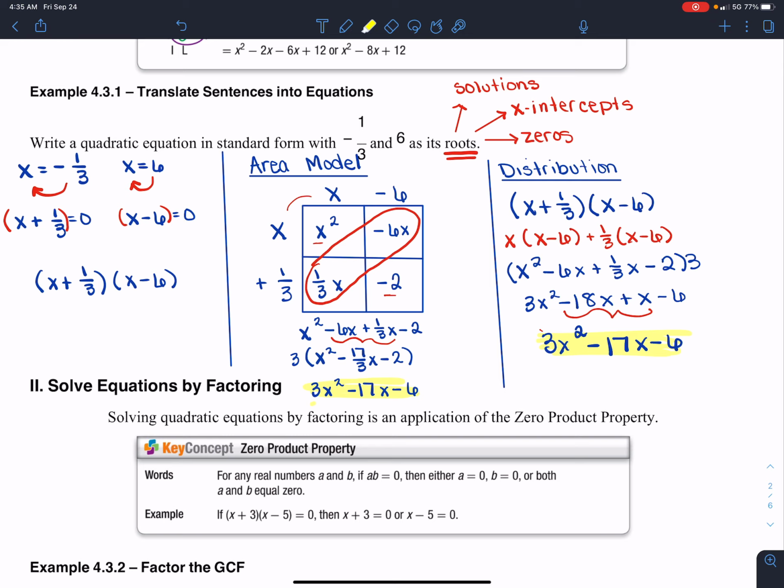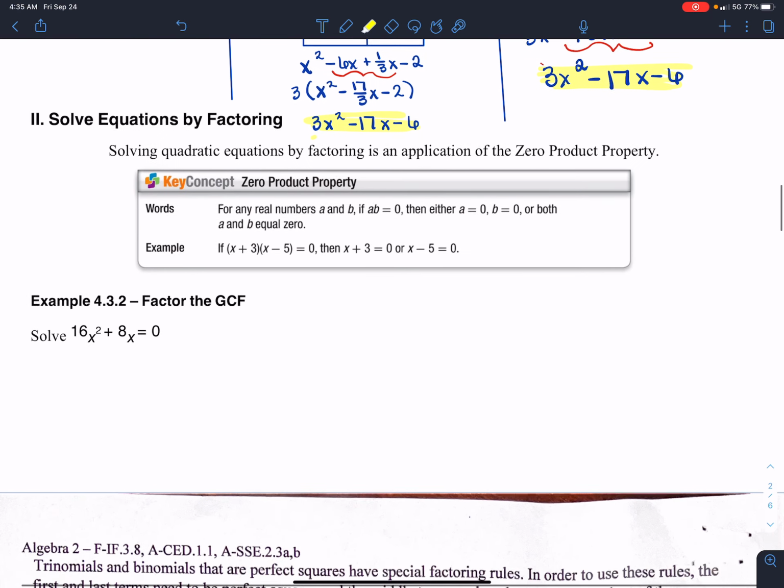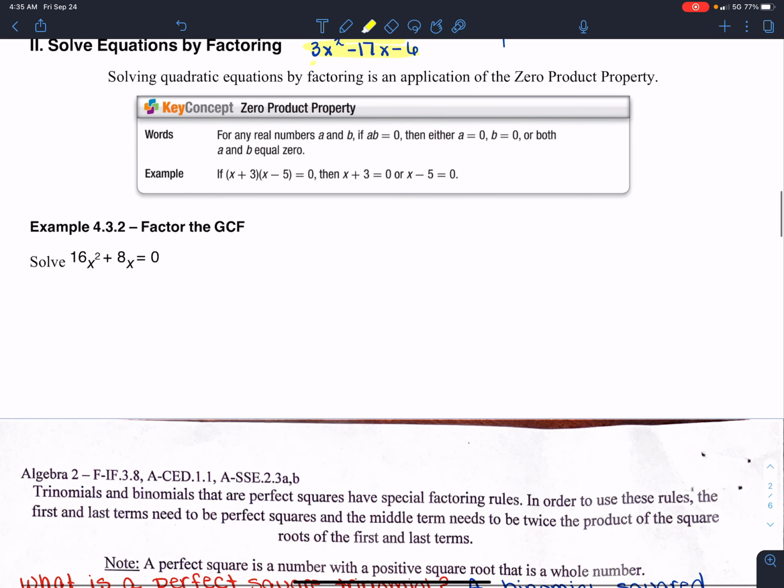All right, so let's scroll down to example 4.32. Solving quadratic equations by factoring using the zero product property. We brought in a new keyword here, and this is solving. So whenever we're solving, we always want to set the equation equal to 0. That's the first step. Set equal to 0.